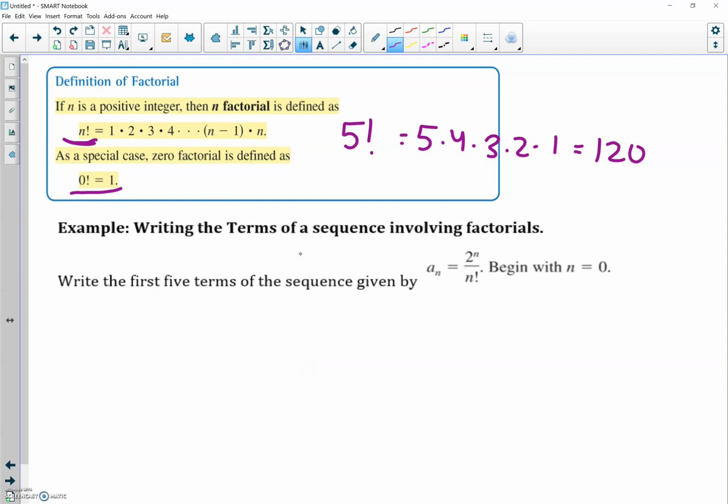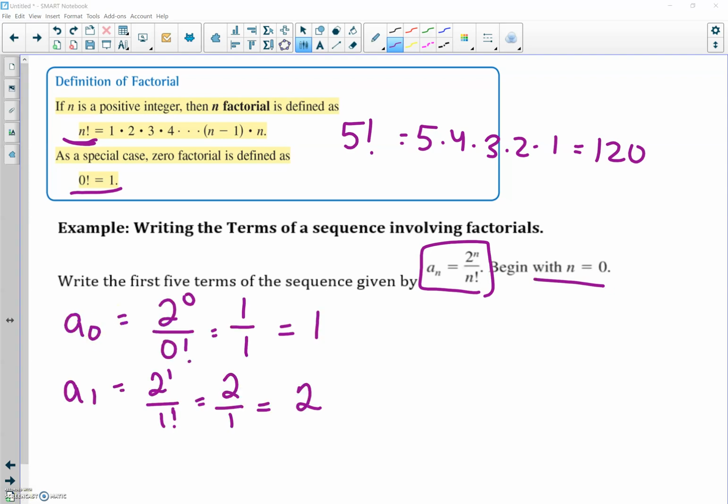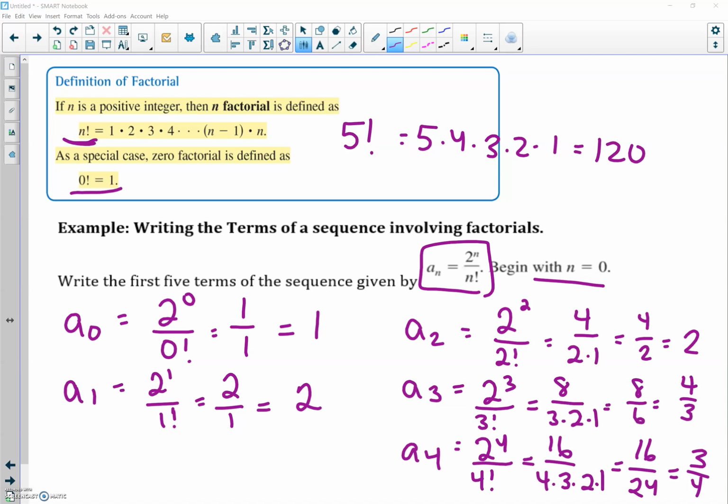So let's look at this sequence here that involves factorials. A sub n equals 2 to the n over n factorial. They tell you to start with n equals 0, so that would be the 0 term. A sub 0, the 0 term here would be 1, and a sub 1, the first term, would be 2. Find the next 3 terms of the sequence. The next 3 terms in the sequence are 2, 4/3, and 3/4.